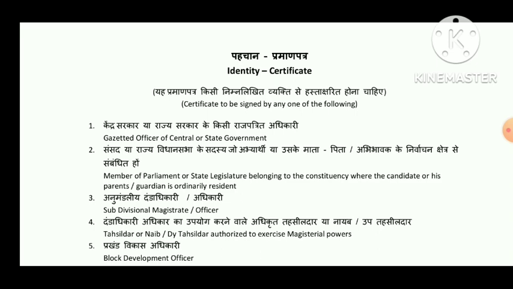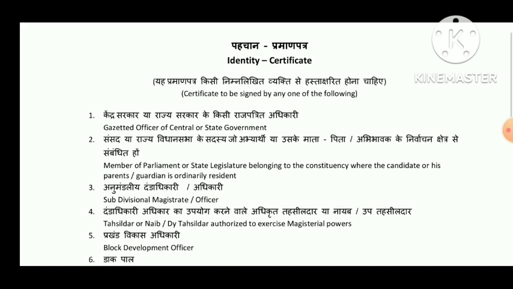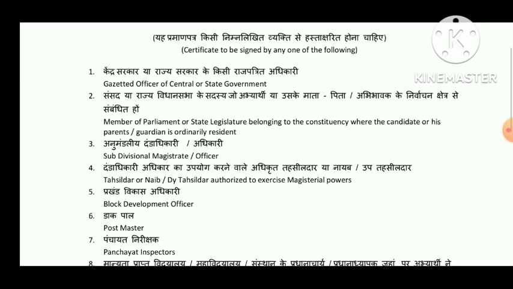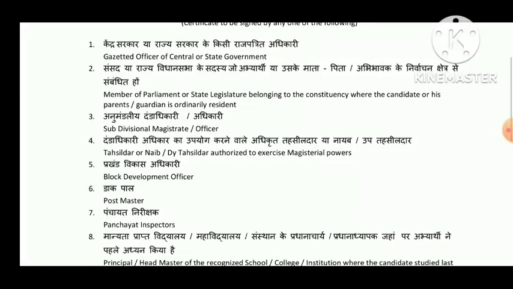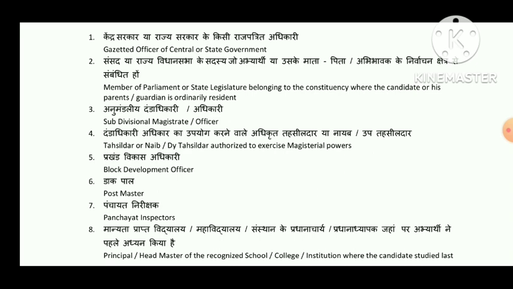In the identity certificate it is mentioned that the certificate is to be signed by any one of the following. So there are 8 options, and out of the 8 options, anyone can sign this certificate. The first is a gazetted officer of the state government or the central government. Then a member of parliament or the state legislature belonging to the constituency where you or your family members are residing can sign this certificate.